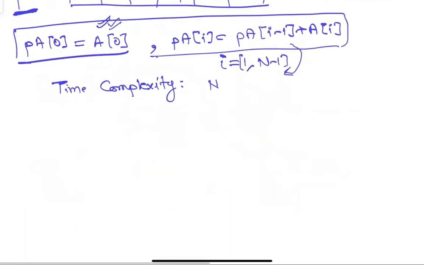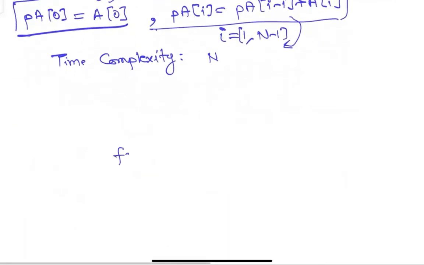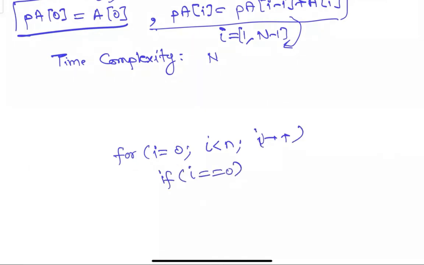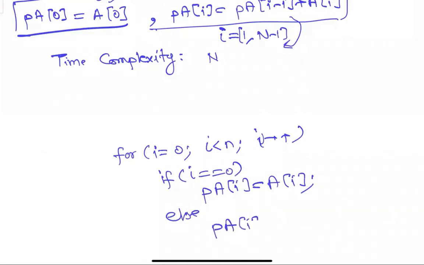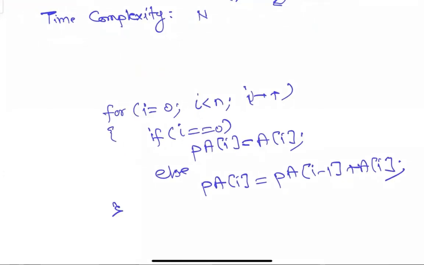Or in shorter form, to create a prefix sum array, can I also start from I equal to 0, I less than n, I plus plus? And can I also say if I is 0, we will say PA of I is equal to A of I. Otherwise, we will say PA of I is equal to PA of I minus 1 plus A of I. Then we are running one loop to compute the full prefix sum array. Here A is given to you and you are creating PA.